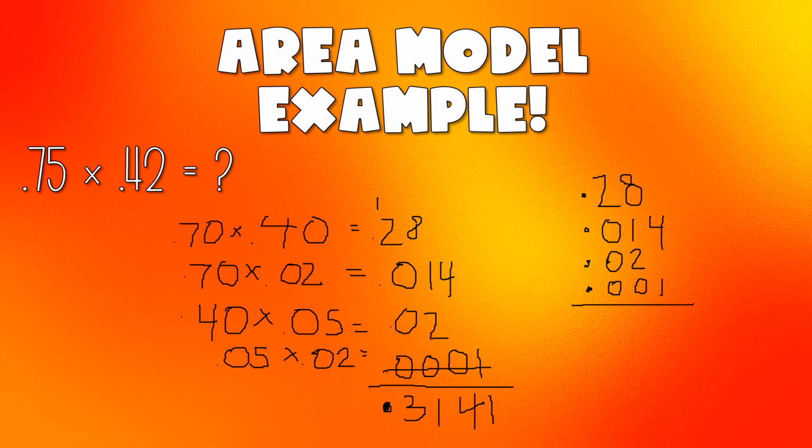Sorry about that. We're adding together our partial products. So 4 plus 1 is 5. 8 plus 1 plus 2 is 11. Carry that 1. We get 2 plus 1 plus nothing, which is 3, and the decimal drops down. So my final answer is 315 thousandths.